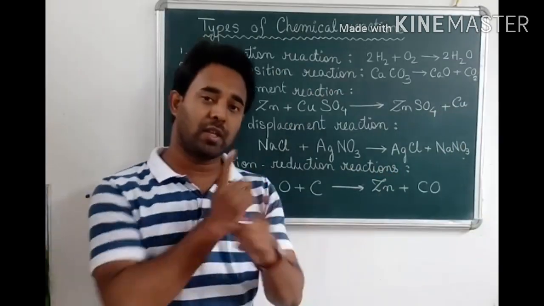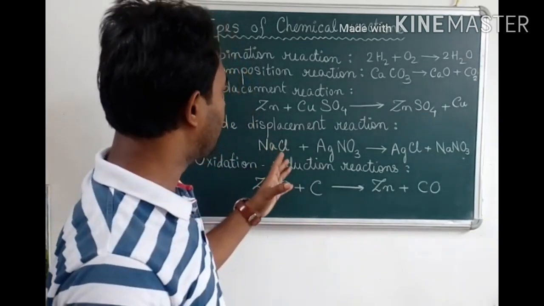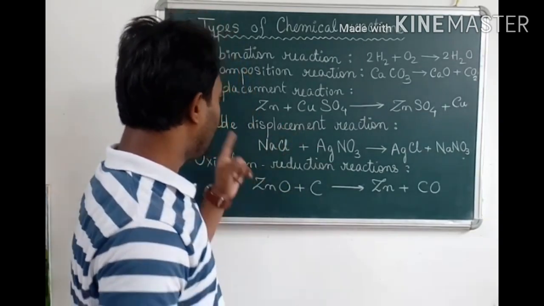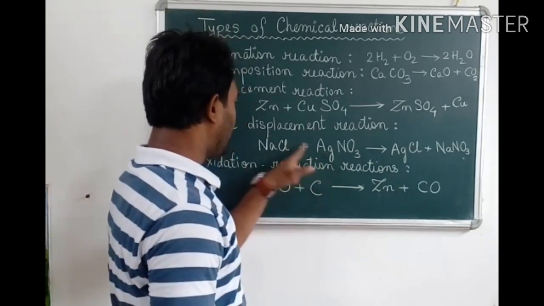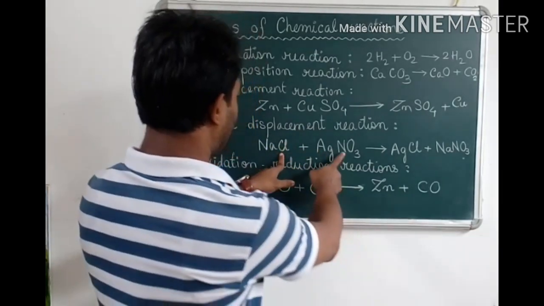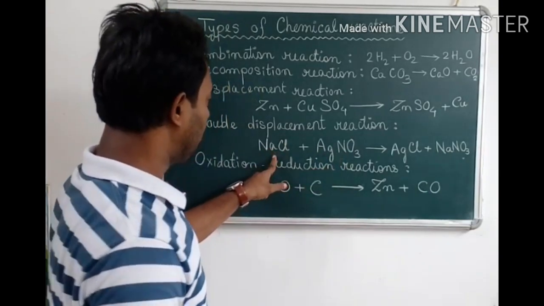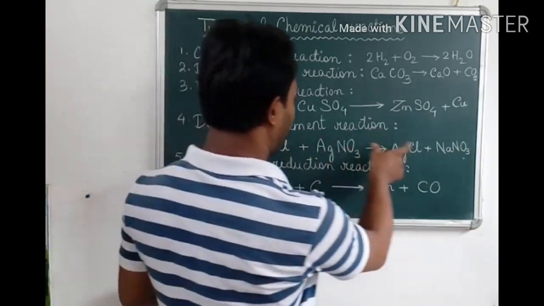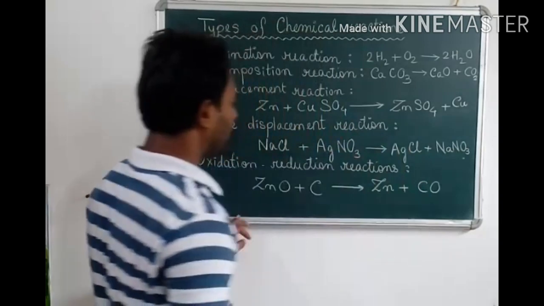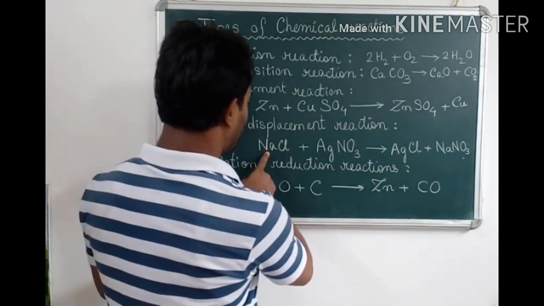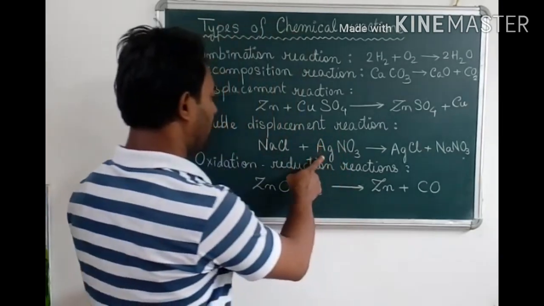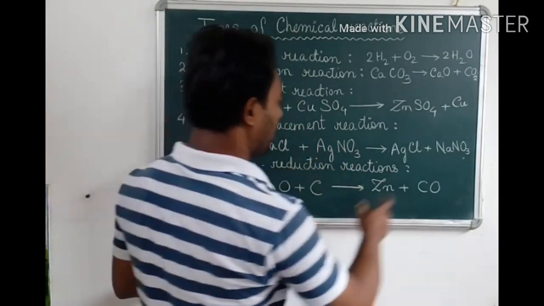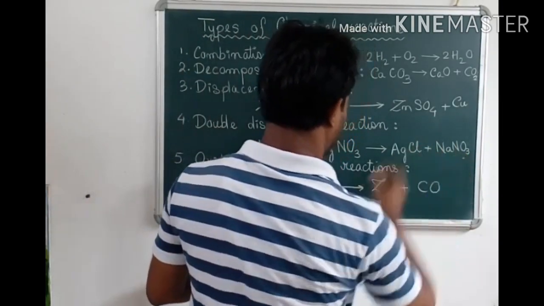A reaction in which there is an exchange of ions between two different reactants is known as a double displacement reaction. In this example, silver and chlorine from silver nitrate and sodium chloride come together and form silver chloride. Similarly, sodium from sodium chloride and nitrate ion from silver nitrate join together to form sodium nitrate.